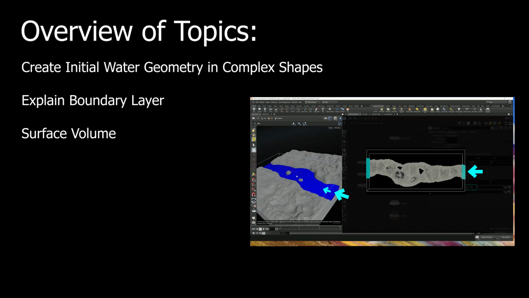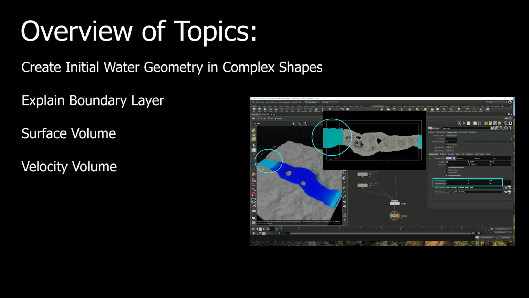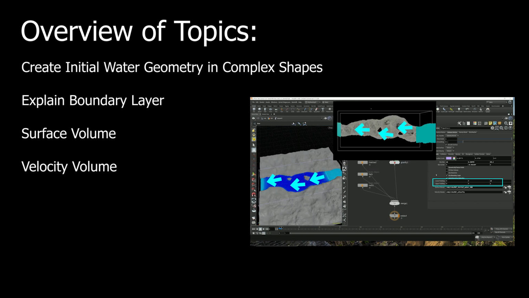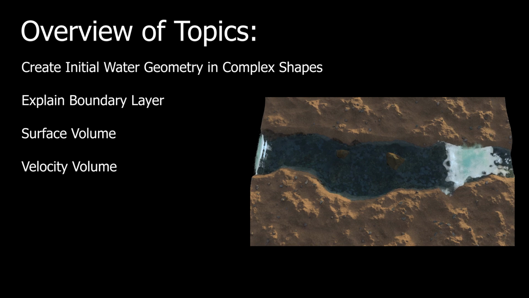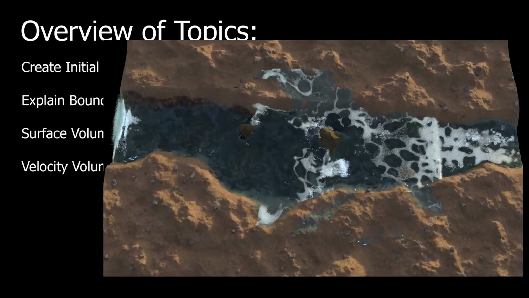Then I demonstrate how to create and set up a velocity field, known as a velocity volume, to direct the water flow. Last, I explain some simple concepts on how the velocity volume works with the flip solver.